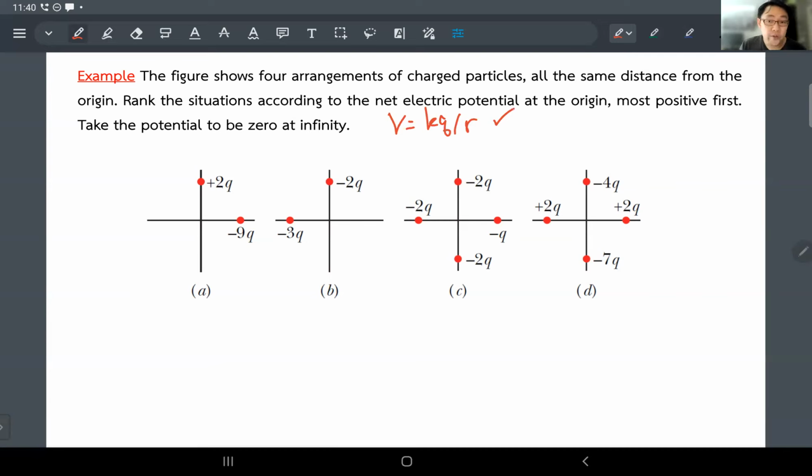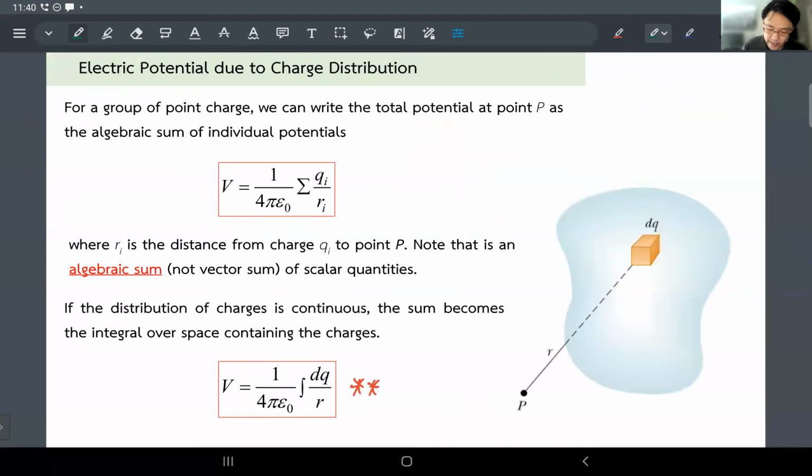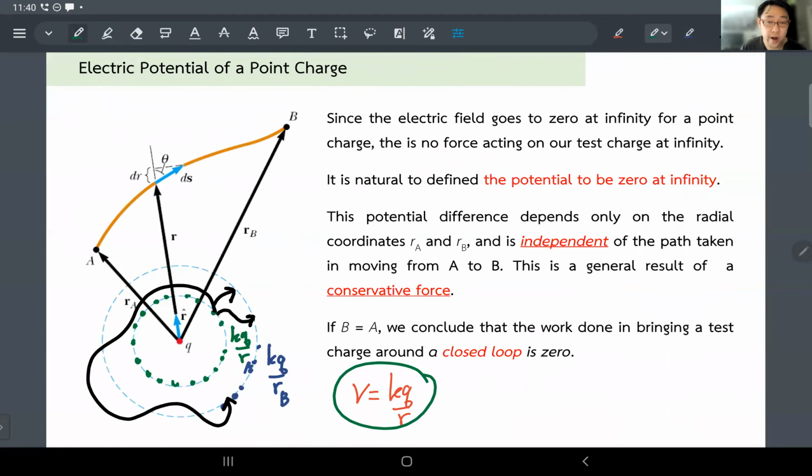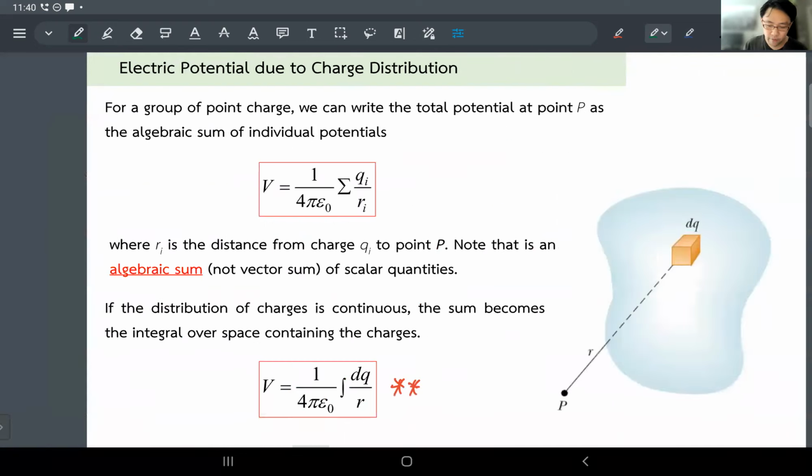All right, and they want you to rank the potential at origin. Which one is the biggest, which one is the smallest? And see, you look at the last sentence over here: take the potential to be 0 at infinity. They already attach this line in every problem because that gives you permission to use this equation, because this equation implies that you take potential to be 0 at infinity. Cool. All right, guys, go for it.